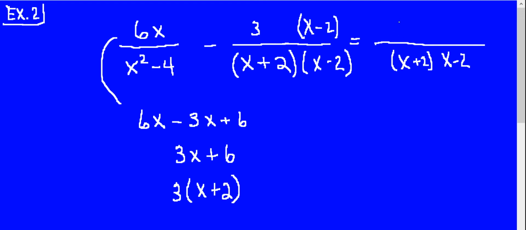I'm going to put it up top here, 3 times x plus 2, and as you can see now, I've got x plus 2's that are factors that I can cancel out. And what I am left with is 3 over x minus 2.